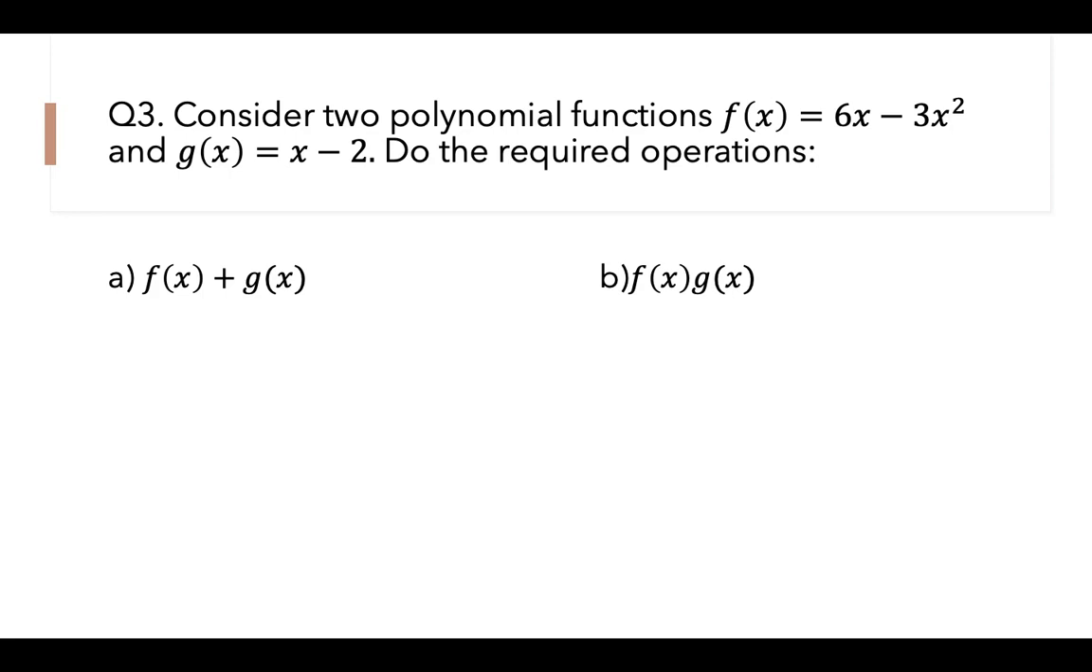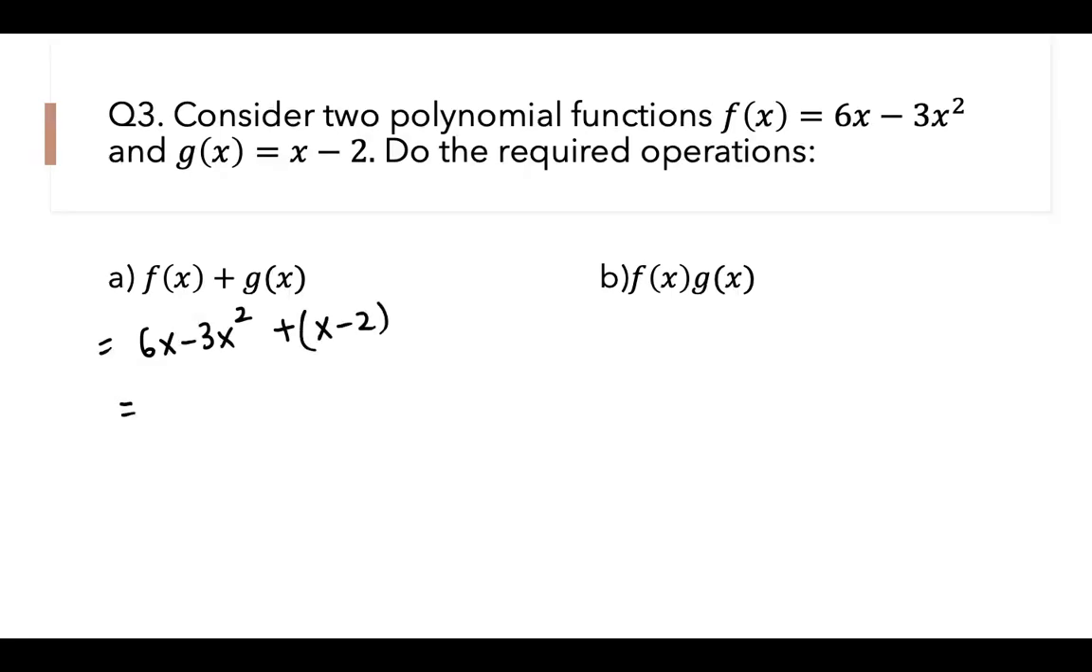Question 3. Consider the two polynomial functions, f of x and g of x, and do the required operations. I put it in there as a review for the combination operations that we looked at in the previous chapters. So f of x is 6x minus 3x squared, plus g of x, which is x minus 2.